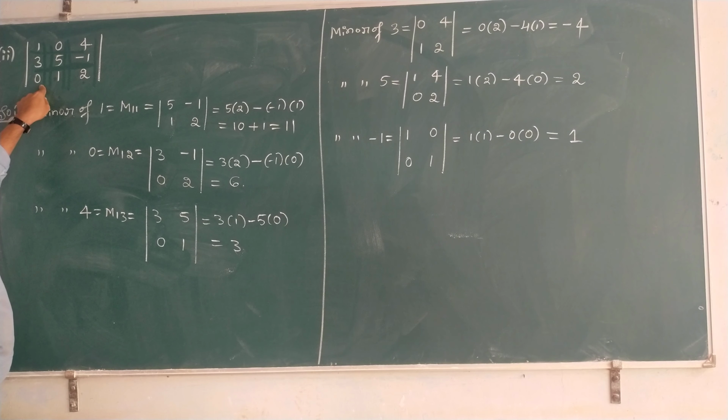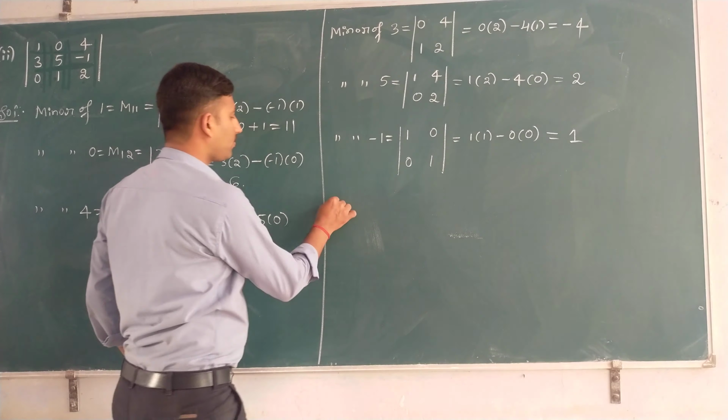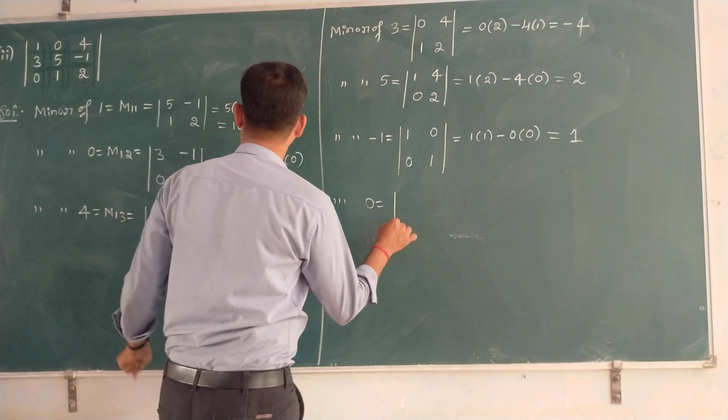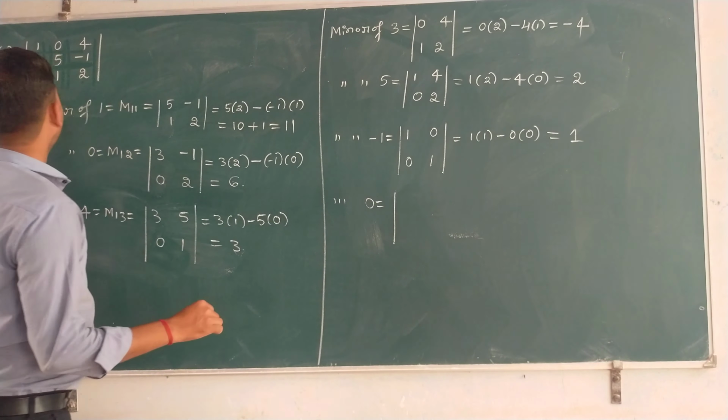After that, minor of 0. The elements are 0, 4; 5, minus 1, which is 0 into minus 1 minus 4 into 5, which is minus 20.